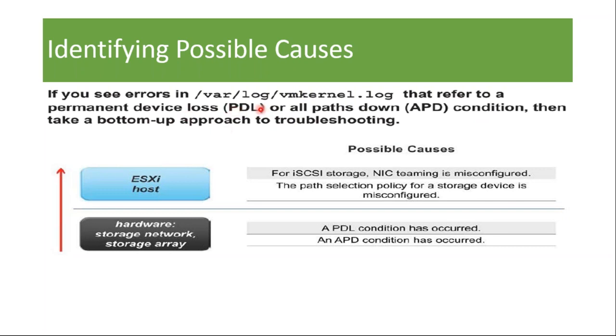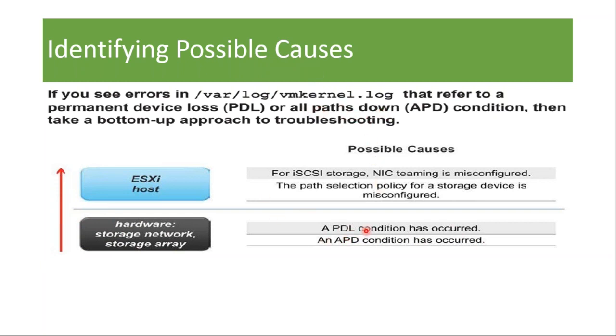If you see PDL or APD logs, it means your multipathing has at least one path that is down, and you have to validate it. When you see these errors, these are the causes you have to identify. This is also a bottom-to-top approach, a method we have to use for troubleshooting multipathing issues. At the hardware layer you have to validate whether a PDL condition has occurred, by checking vmkernel.log.